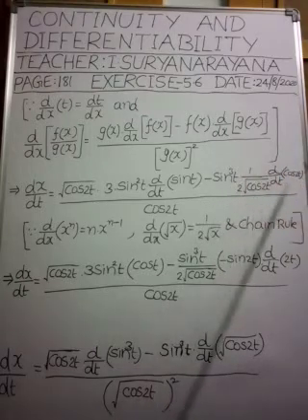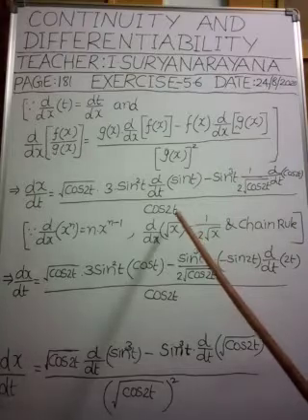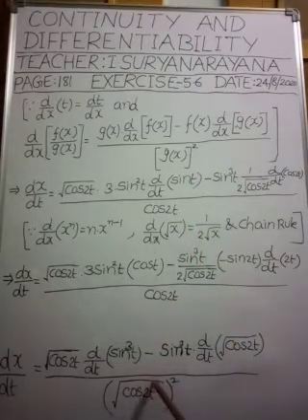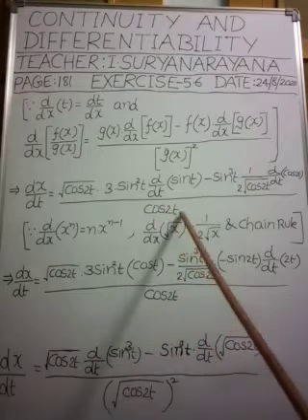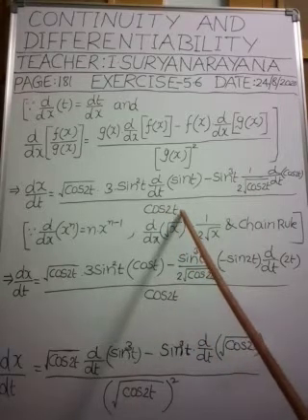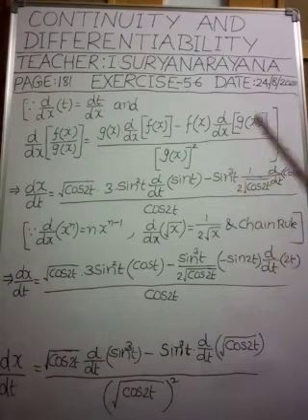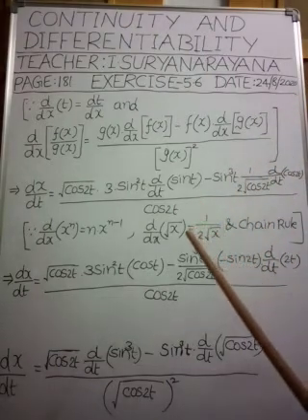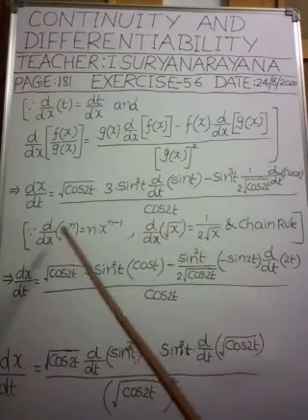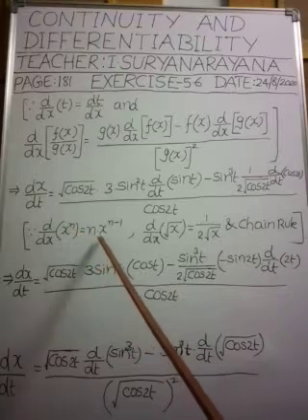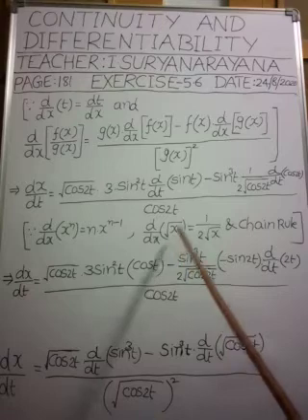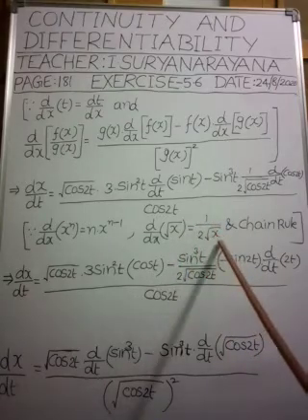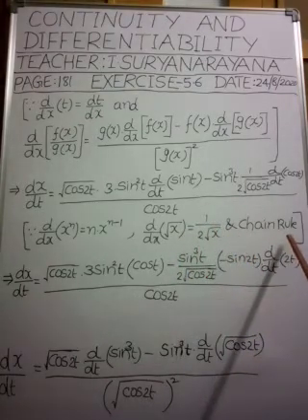Understood this part, my children? Divided by square root, and square gets cancelled. What will you get here? Cos 2t. Understood the denominator part? So in this step, what are the formulas we used here? d by dx of x power n is equal to n into x power n minus 1, we use this formula. And d by dx of root x is equal to 1 by 2 root x formula, and chain rule also we used.